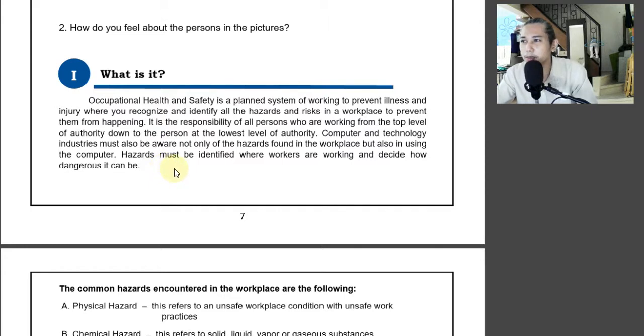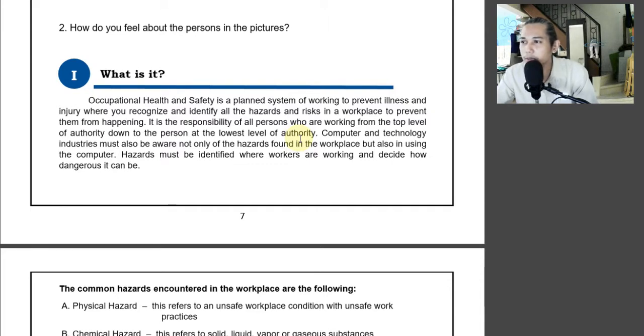Occupational health and safety is a planned system of working to prevent illness and injury, where you recognize and identify all hazards and risks in the workplace to prevent them from happening. So we must know the occupational health and safety measures planned in your working place. We also need to recognize all the possible injuries or illnesses that can harm us, that will need to be prevented.